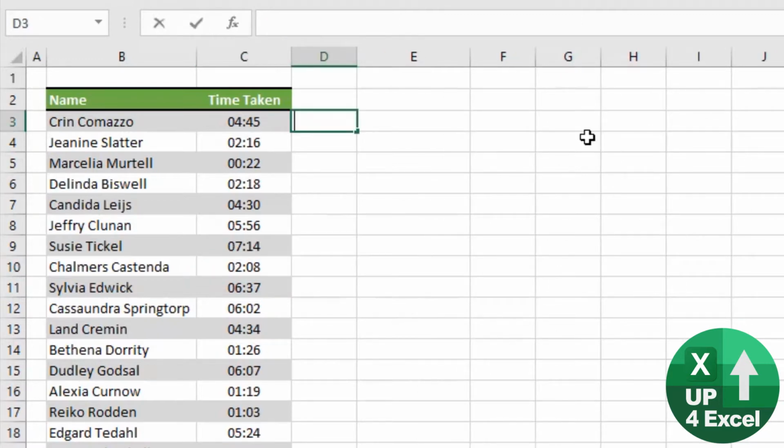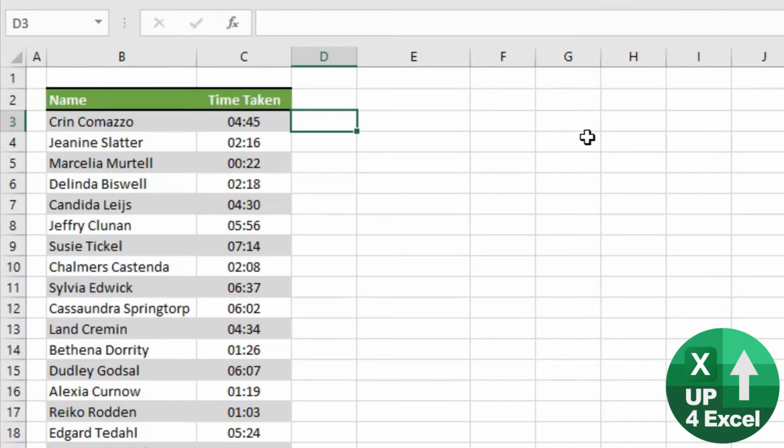In order to round to the nearest half an hour, we are going to need to know how many half hours there are in a day. There's 24 hours in a day, so there's 48 half hours in a day. So we need to round to the nearest 48th of a day, and we need to round up as well.